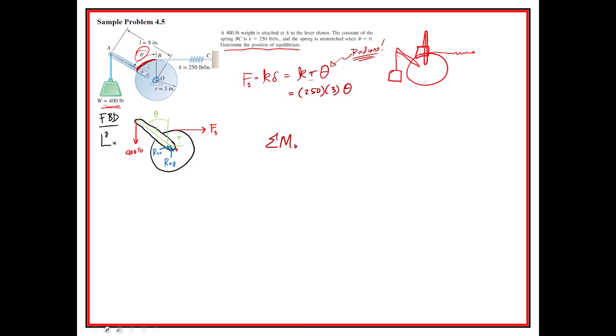And we say the sum of the moments about O is going to be equal to 0, and we're going to take that as positive. So we take a look at this 400, and we're going to take 400 times this length right here, which was 8 inches, but that's going to be times the sine, right? Because that's the actual dimension right there that we would be going across. And we know that that's the sine.